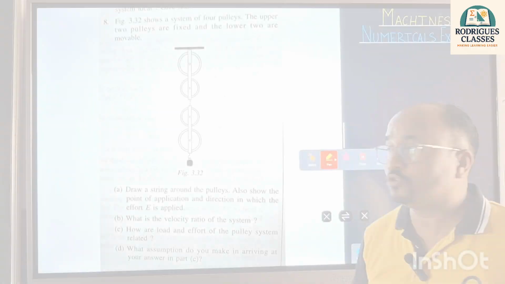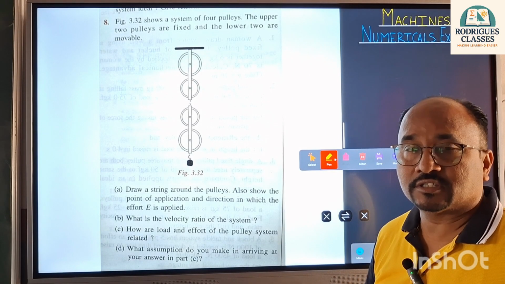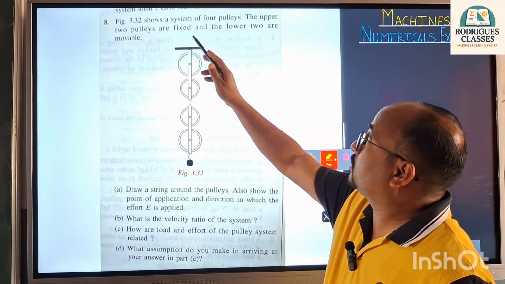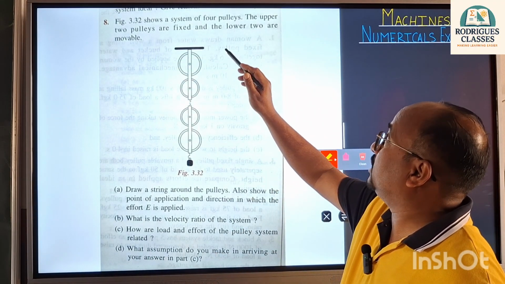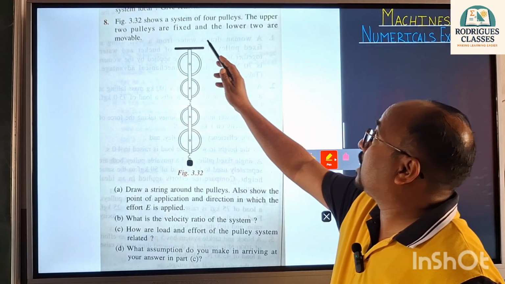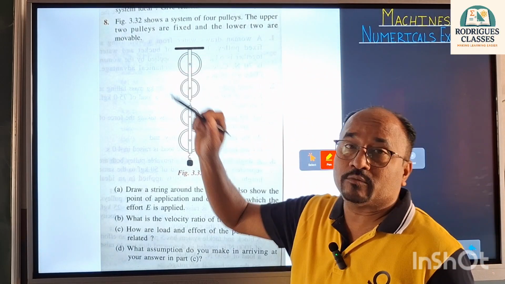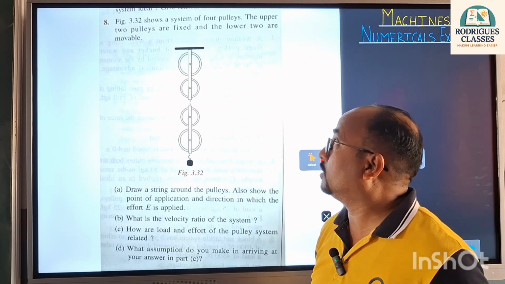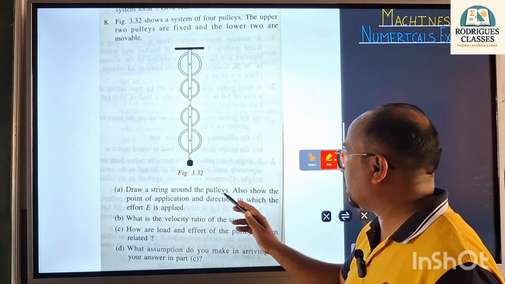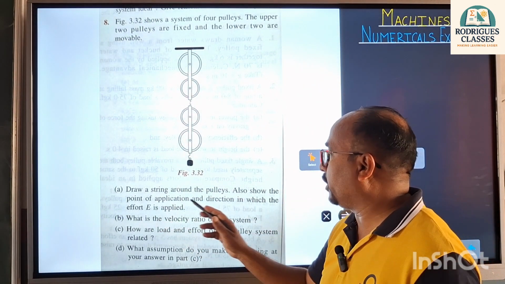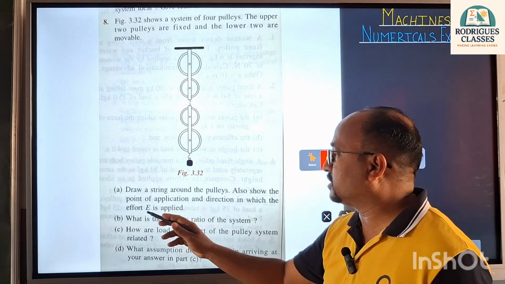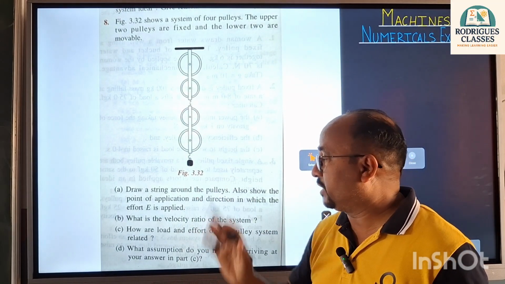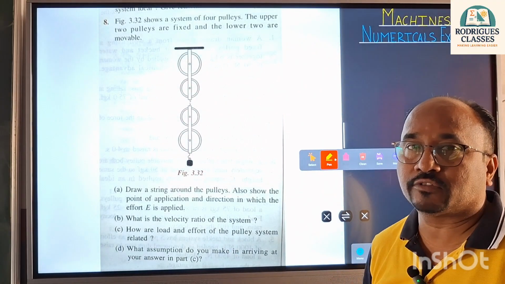Now let us come to numerical 8, which is again a diagram based question. It says figure 3.32 shows a system of 4 pulleys. The upper 2 pulleys are fixed and the lower 2 are movable. So block and tackle system, 2 in the upper block, 2 in the lower block. Draw a string around the pulleys. Also show the point of application and direction in which the effort is applied. So we have to draw the string, complete the diagram and show the direction of the effort.